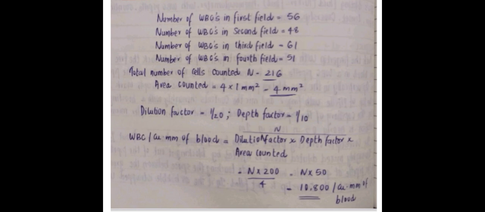It is represented with the help of the alphabet N, capital N. Area counted is 4 into 1 mm square, that is 4 mm square. Dilution factor 1 by 20, depth factor 1 by 10. So WBC per cubic mm of blood is N by dilution factor and depth factor into area counted. So N into 200 by 4, N into 50. We could see the result.